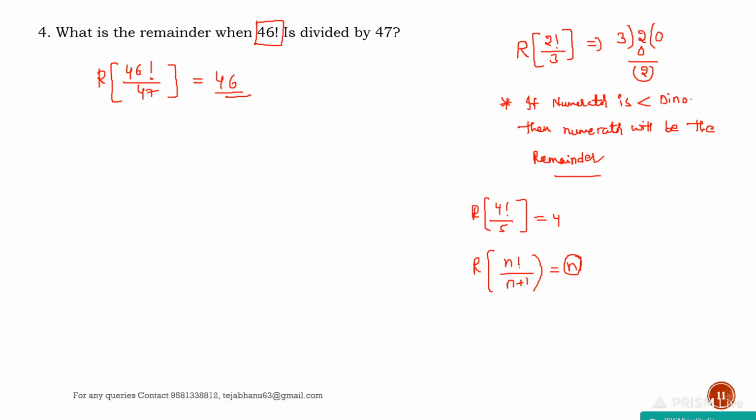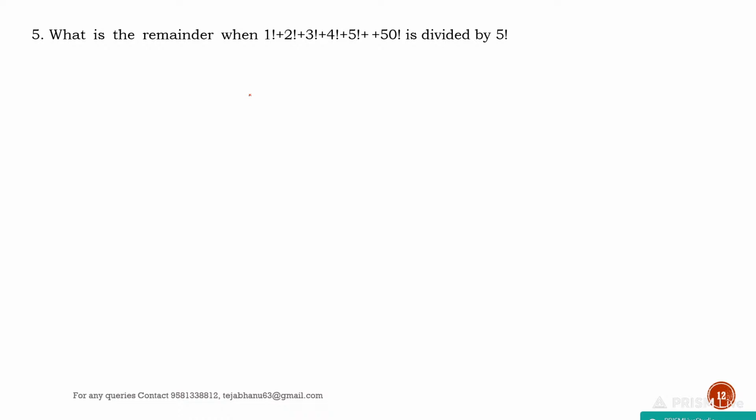Have a look at the next question. See, what is the remainder when 1 factorial plus 2 factorial plus 3 factorial plus 4 factorial plus 5 factorial, and so on, plus 50 factorial is divided by 5 factorial? This is what the question is given.